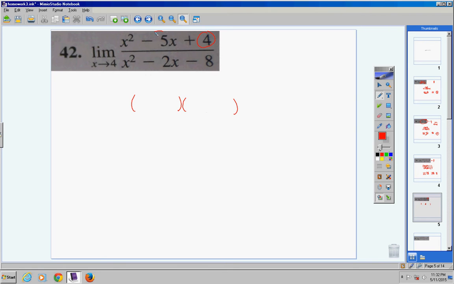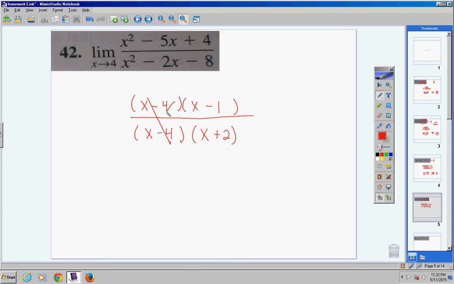So what two numbers when multiplied together give you 4, and when added together give you negative 5? I'm thinking of a negative 4 and a negative 1. If you multiply them, you get 4. If you combine them, you get negative 5. Now for the denominator, what two numbers when multiplied together give you negative 8, and when added together give you a negative 2? Well, that's going to be a negative 4 and a positive 2. If you multiply them, you get negative 8. If you combine them, you get negative 2.